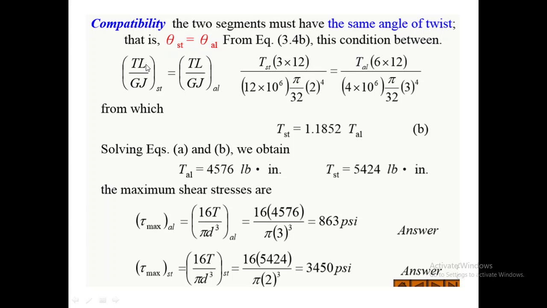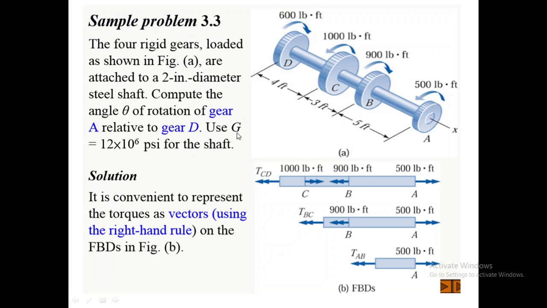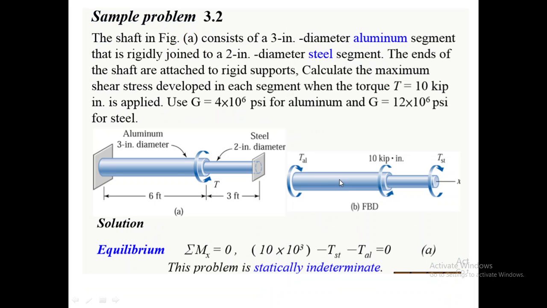And length, anyway, the length of the steel portion is given, length of the aluminium portion is given. So length is not the same for both the portions here. This is for the aluminium portion of the shaft, length is 6 feet, and for the steel portion it is different. So you cannot take the same lengths in this problem, unlike the previous problems that were solved.